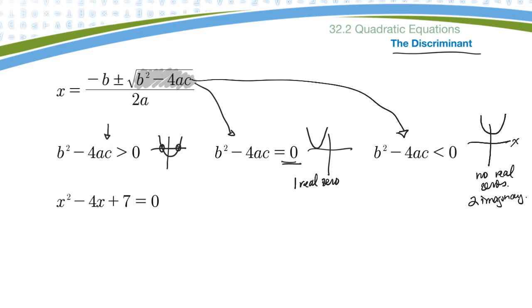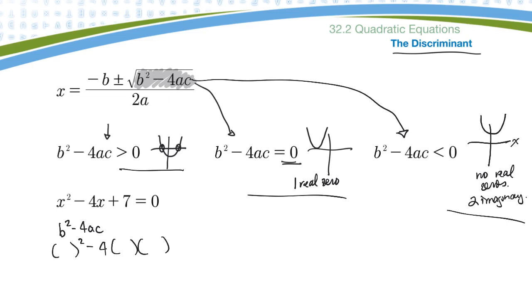So if I wanted to know which of these scenarios it is, all I have to do is just do the b squared minus 4ac. So something squared minus 4 times a times c. B is -4, a is 1, and c is 7. -4 squared is +16. 4 times 7 is 28, so it's -28. And so when I subtract those, I get -12.